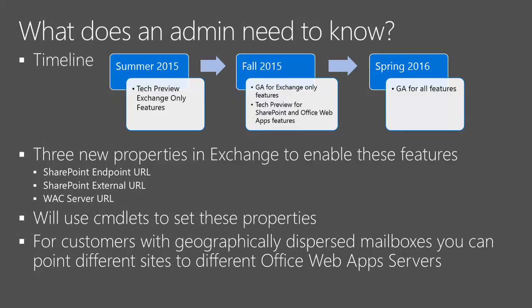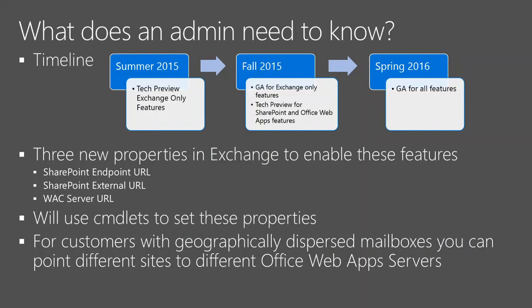Well, the first big thing is the timeline. So in summer 2015, so coming up really soon, we'll have tech preview for our Exchange-only features. So we'll have the new attachment well, the photos experience, all ready to go, so you guys can deploy and test those in your enterprise. In fall, Exchange 2016 has its GA, so we'll clearly be shipping with that, and tech preview happens for SharePoint and the Office web apps.